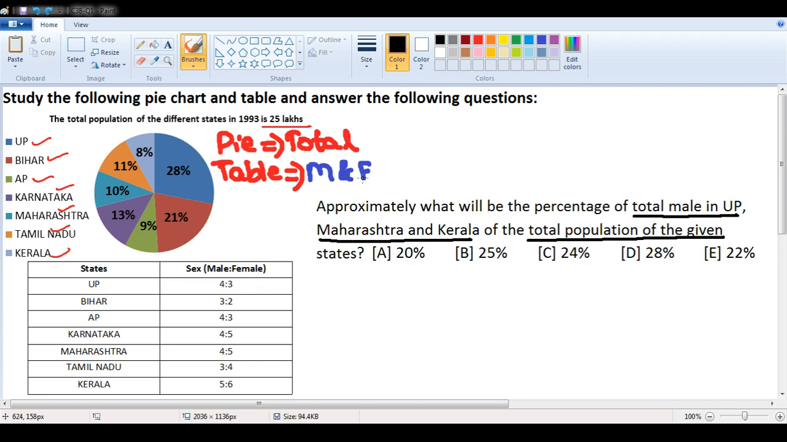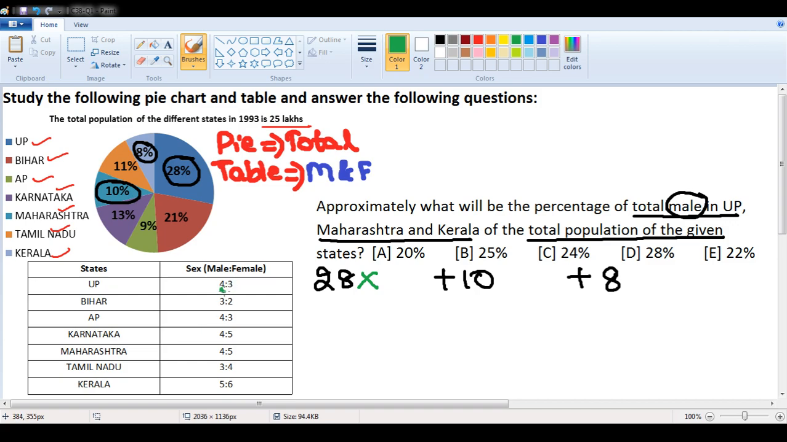Now see here, they are talking about male. That means definitely I should refer to the table also, and they are talking about UP, which is 28, Maharashtra is 10 percentage, and then Kerala is the last one, 8 percentage. That means UP is 28, Maharashtra is 10, and then Kerala is 8. But because they are talking about male, now refer to the table also.